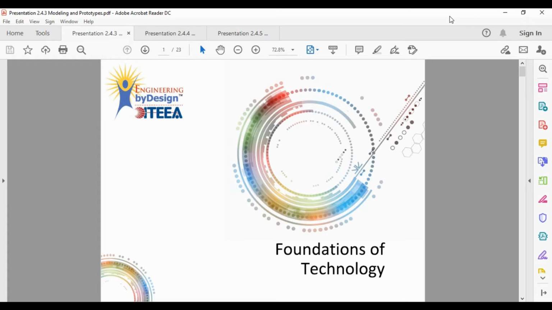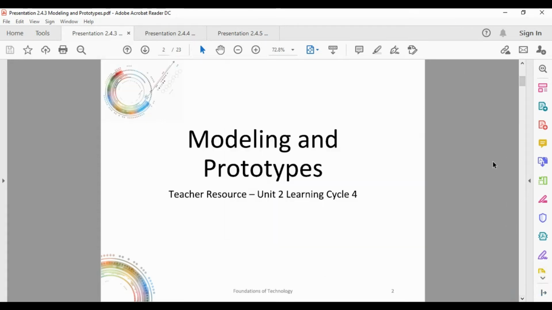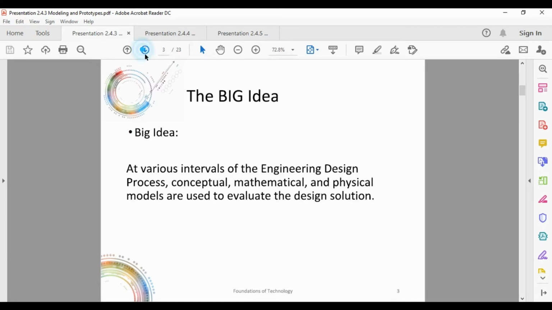Hello and welcome, everyone. So we're going to be moving into the next lesson for our class. This is actually going to be two lessons, 2.5, depending on how you wish to view it and how much you want to go into this class. But it's going to be 2 to 2.5 lessons in one. So first, we're going to be talking about modeling and prototypes.